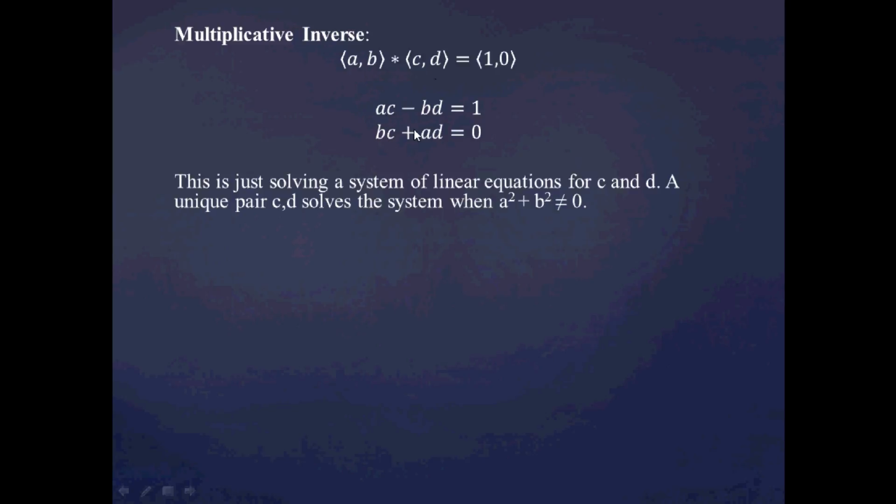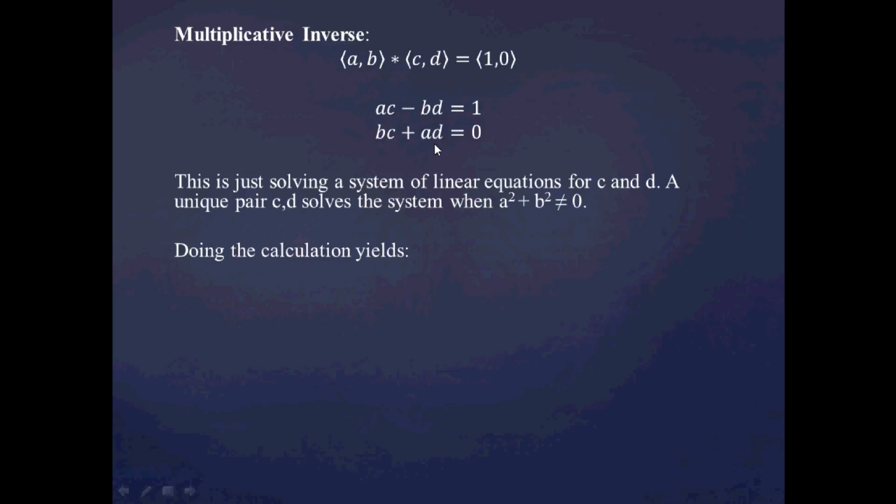Now, I line up these two just to make it obvious that this is just a technique of linear algebra. This can be solved using linear algebra. So written in matrix form, this might be written as A minus B, B, A as my coefficient matrix. And then my unknowns would be the vector CD. And the result of that has got to be the vector 1, 0. So this is just a matter of solving a system of linear equations for C and D. And it turns out this system has a unique solution when the determinant, it's called the determinant, which is going to be a squared plus b squared, is not equal to 0.